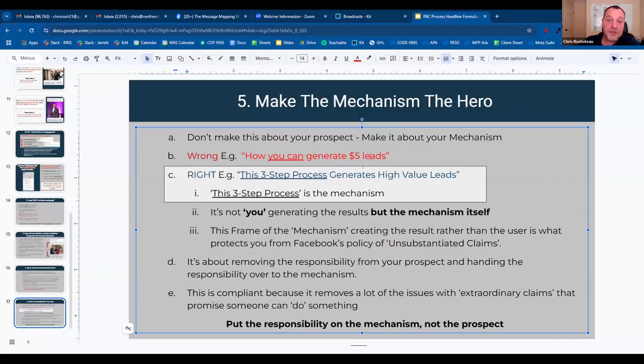Instead, you can tell a personal story, or you can say what the result is, but you can't tie it to them. You get to say this 3-step process generates high value leads. Okay, or you could even say this 3-step process generates $5 leads for me. And if you say then, let me give you this 3-step process, that is compliant. And so for my music streaming artist client at the time, when he said, I made 40-something thousand dollars in streaming last year, let me teach you the exact process I used to accomplish that. That ad still runs.